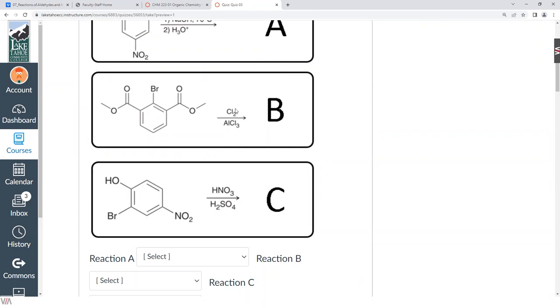B, we don't have a strong nucleophile. We have a good leaving group. We have a bunch of electron withdrawing groups. We have a Lewis acid, which is going to make the chlorine a good electrophile. So this is going to be, if it reacts, electrophilic. And I didn't leave no reaction as an option. This is one where you have two moderately deactivating groups and a weakly deactivating group. That's right on the border of what we would consider to be a viable reaction. It would probably react, but slowly.